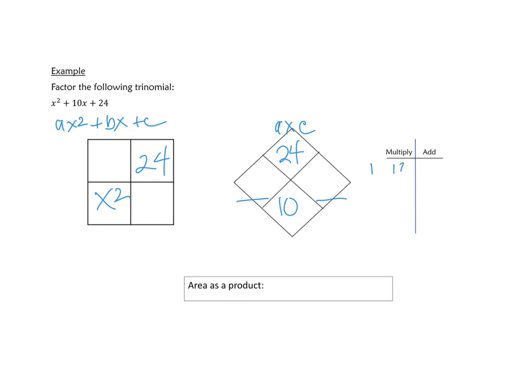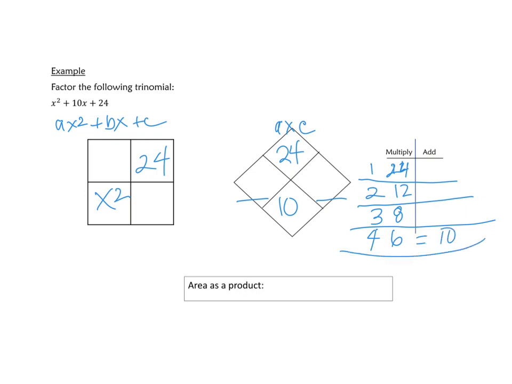1 times 24 is 25. That doesn't work. 2 times 12 is 24, but it adds up to 14. 3 times 8 adds up to 11. And 4 goes into 24 6 times. 4 times 6 is 24. And 4 plus 6 is 10. So here are our magic numbers that we can fill in: 4 and 6, which we plug into our generic rectangle as 4x and 6x.